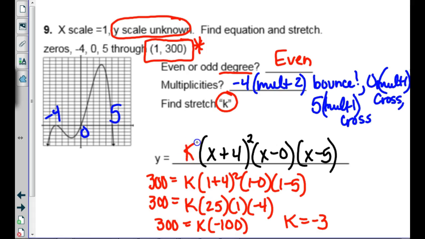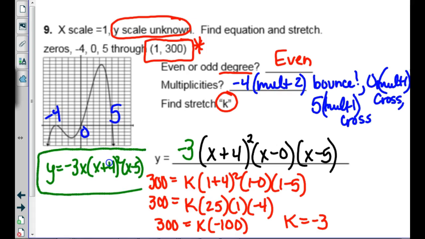So I can either go back and put the negative 3 here, or like we've discussed, we could say negative 3 times x minus 0, or an x, times (x plus 4) quantity squared and an (x minus 5). Is anybody lost on where we got the negative 3? Okay, I'm moving on.